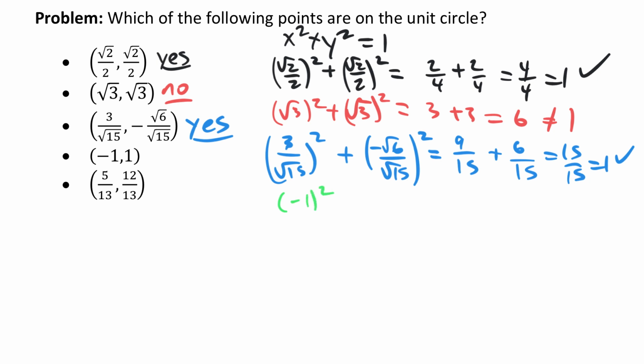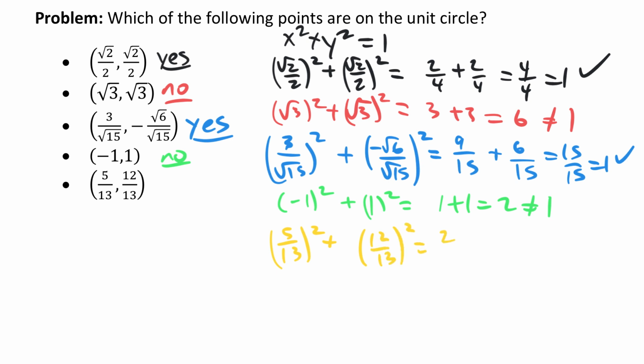Okay, negative 1 and 1. Negative 1 squared plus 1 squared. 1 plus 1 is 2. Yeah, that's not working. That is not on the unit circle. And finally, 5 over 13 and 12 over 13. That's going to be 25 over 169 plus 144 over 169. Oh, well, that's 169 over 169, which is 1. So yes, that one is on the unit circle.